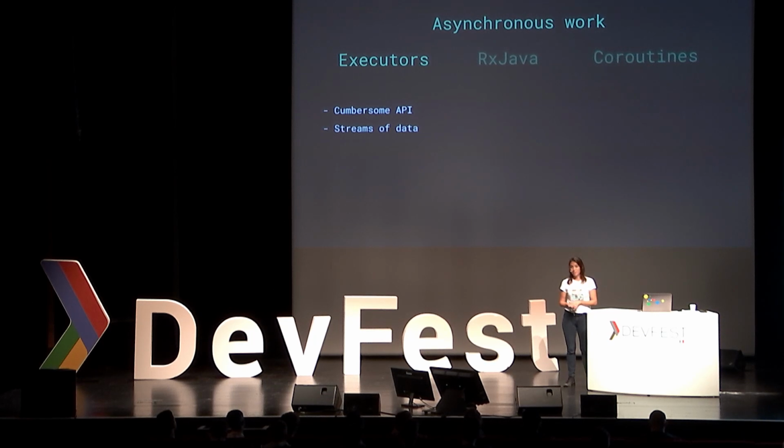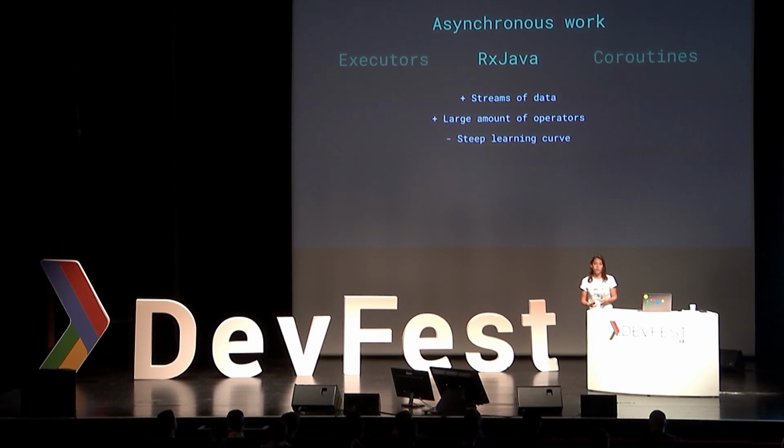With executors, well, things work. You can run something on a background thread, but to be honest, it's not the prettiest API. Also, executors don't support streams of data. You just run something on the background thread, and then somehow you're handling the result. OK, RxJava does support streams of data, and it does have a large amount of operators. But unfortunately, it also comes with quite a steep learning curve. And because out of 4 people, only 1 had experience with RxJava, we thought that this is quite a big downside of Rx.